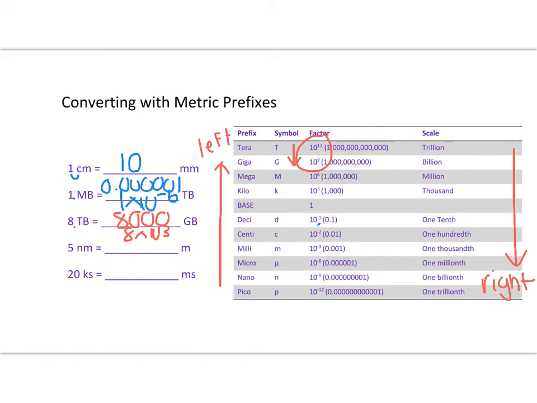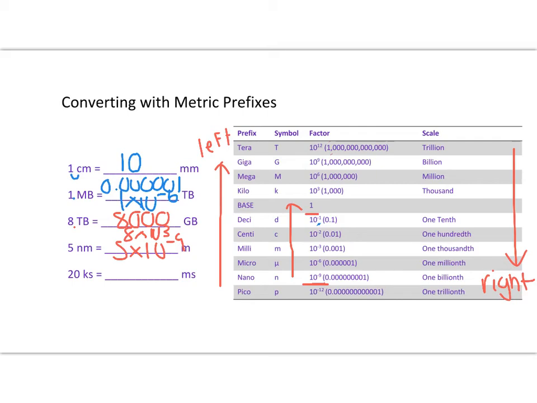All right, I would like you to pause this video and work on the last 2 problems yourself. All right, so let's talk about my last 2 examples. So I'm going from nanometer to meter. So I am starting at nano here, and I'm going to my meters, okay? I'm going to move my decimal point to the left. I am getting smaller, so I can do 5 times 10 to the negative 9. Remember, I'm looking right here.